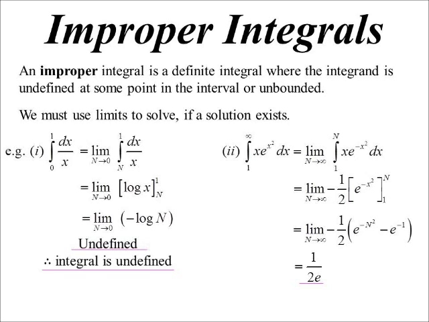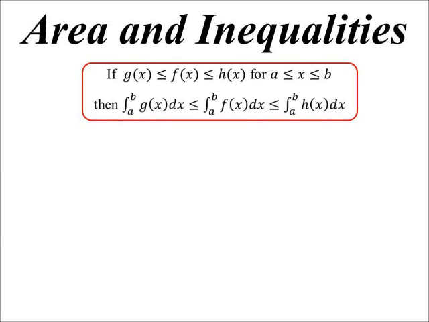So, all right, now let's have a look at another idea. Area and inequalities. So if I know that a function is in between two other functions, so if I was to draw all three pictures from A to B, and the g function is always below the f function, is always below the h function, then their integrals will also be in that order, so the value of the integrals.